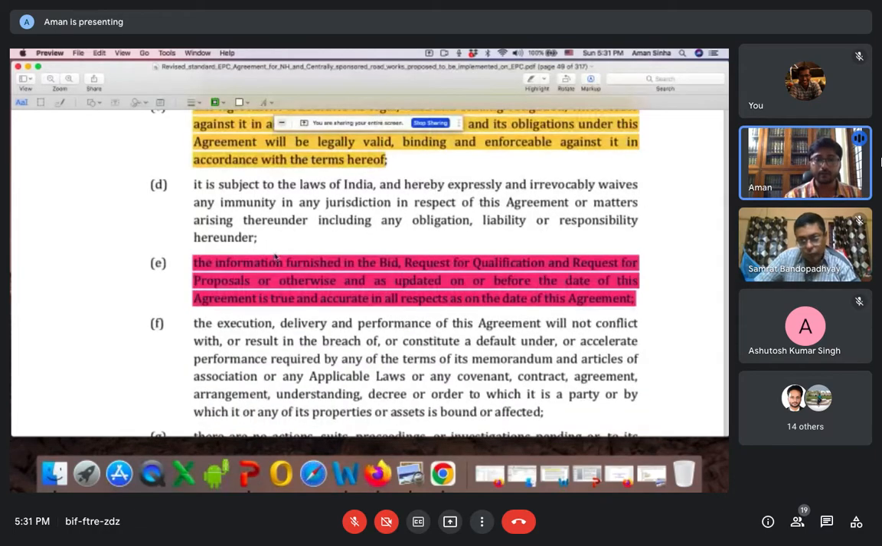This is important. The information furnished in the bid, request for qualification, request for proposals or otherwise, and as updated on or before the date of this agreement, is true and accurate in all respects as on the date of this agreement. So this provision has a contradiction with the disclaimer clause, where the authority will say that whatever data I have given to you, it's your obligation to see whether this data is correct or not. It's not my obligation. You have to go through it, you have to investigate, you have to inspect. It's a kind of disclaimer by the authority.